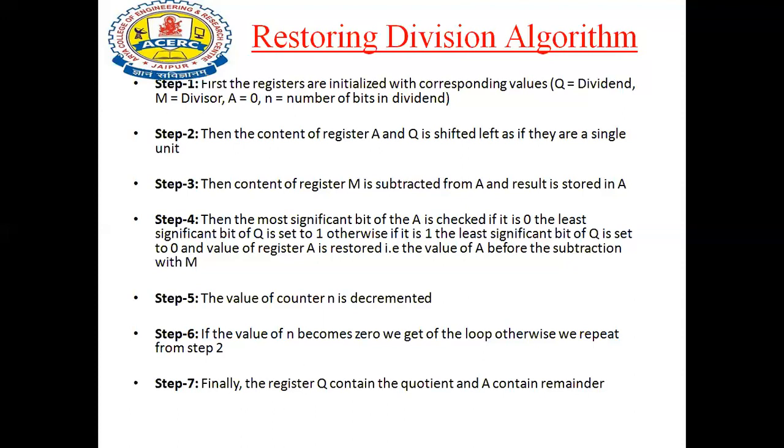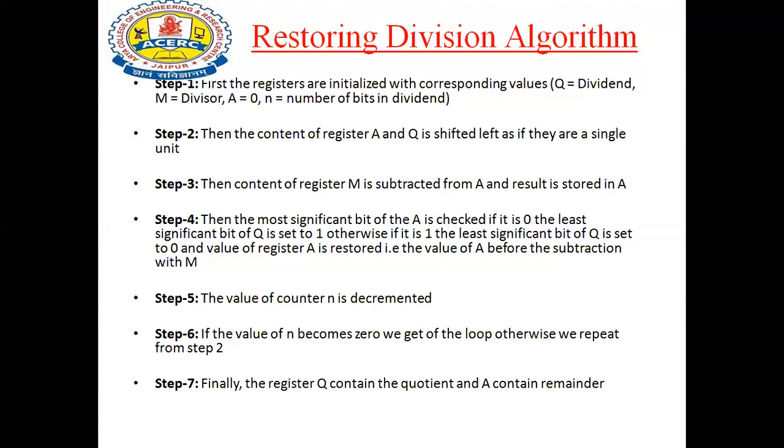Then in the fourth step, the most significant bit of A is checked. If it is 0, the least significant bit of Q is set to 1. Otherwise, if it is 1, then the least significant bit of Q is set to 0 and the value of register A is restored. That means A gets the value it had before the subtraction of M.